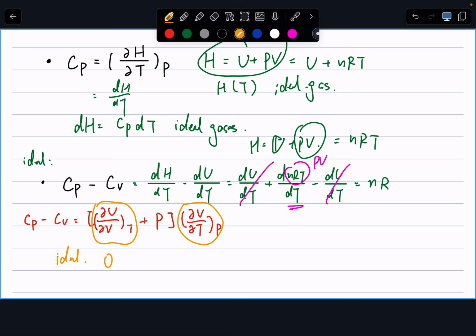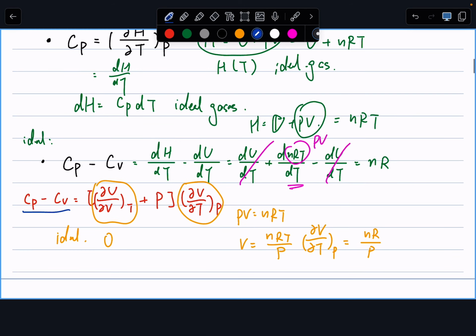On the right-hand side, we have our dV over dT at constant P. Now for ideal gases, we have PV equals nRT, or you can rewrite V as nRT over P. So your dV over dT at constant P will give you nR over P. And now this Cp minus Cv term becomes 0 plus P times nR over P. My pressure and pressure cancel out. We end up getting nR, and we're happy. We can get the same answer using different methods.